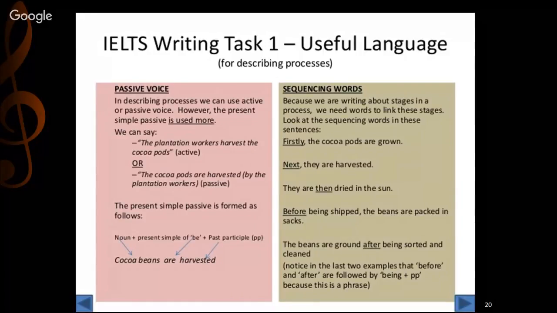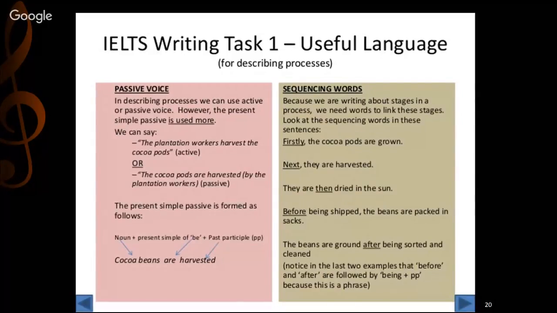The first sentence is in the active voice. The second sentence is in the passive voice. The present simple passive is formed as follows: noun plus present simple of be plus past participle. Cacao beans are harvested. Sequencing words, that is linking words, are also used.